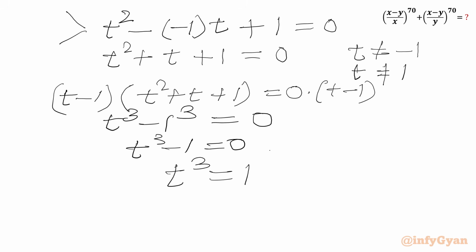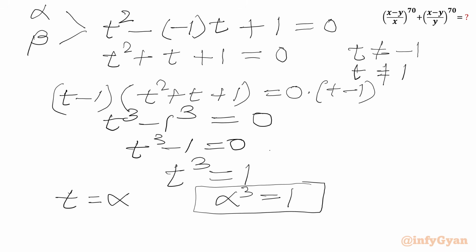Now t may be alpha, t may be beta. So we can put t equal to alpha and get equation alpha cube equal to 1. And if I put t equal to beta, we are going to write equation beta cube equal to 1. So alpha cube and beta cube, both values are known. Now we will write required expression E.